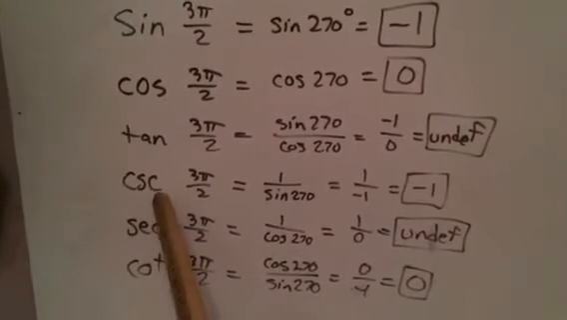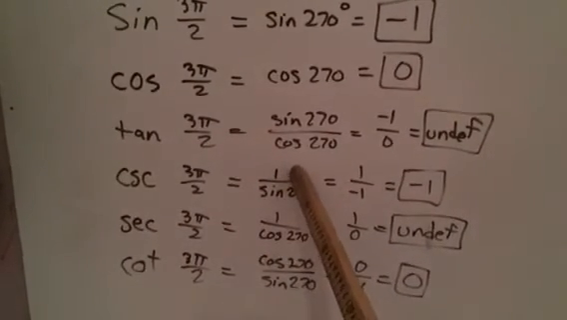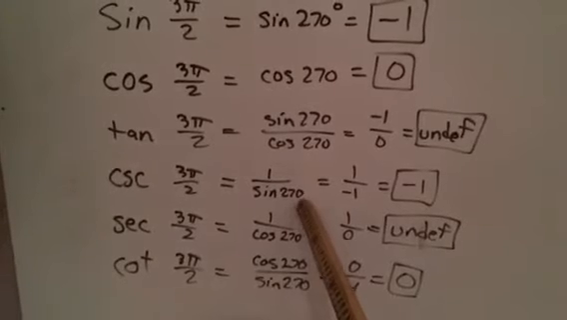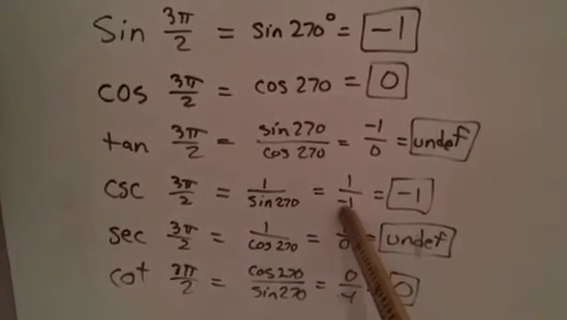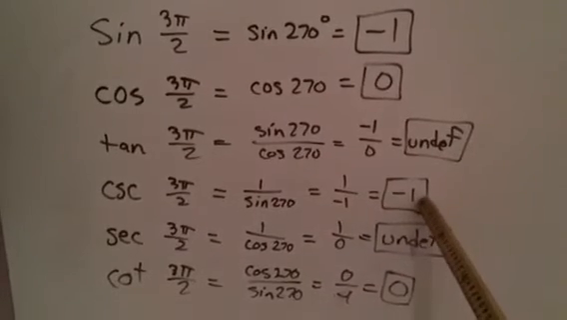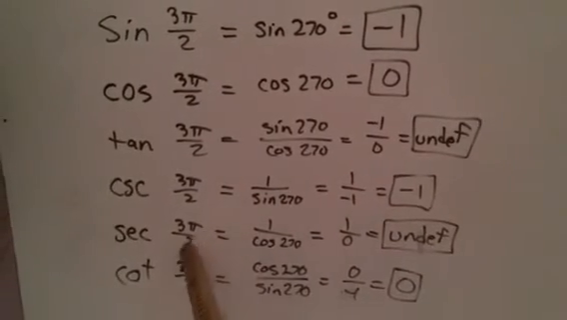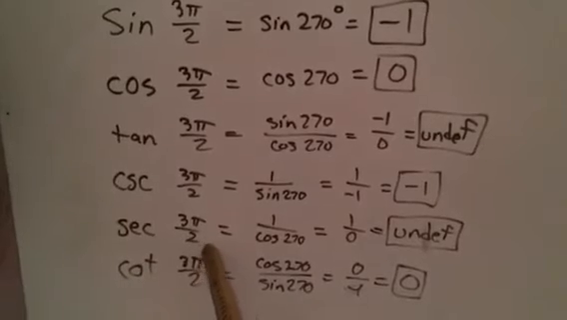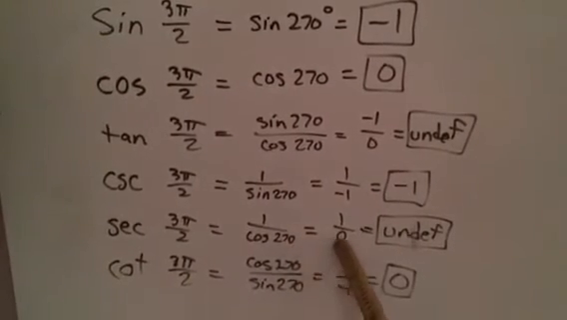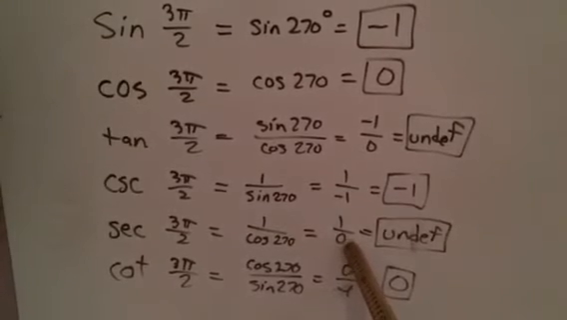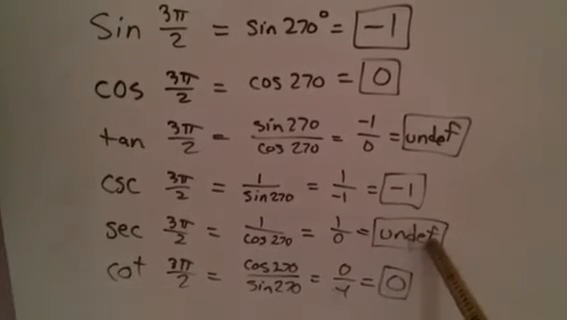Cosecant, which is the reciprocal of sine, is 1 over sine of 270. So it's 1 divided by sine of 270, which was -1. 1 divided by -1 is -1. The secant of 3 pi over 2 is the reciprocal of cosine. 1 over cosine 270 is 1 over 0. Division by 0 is undefined.